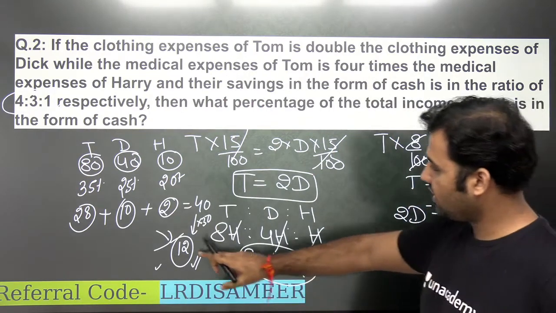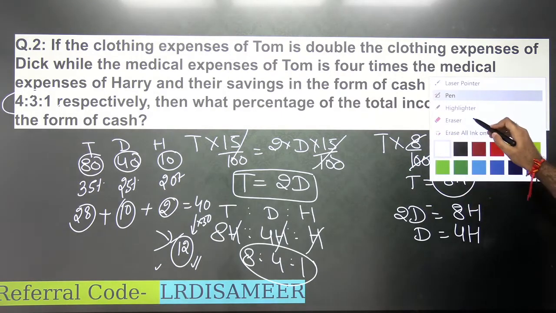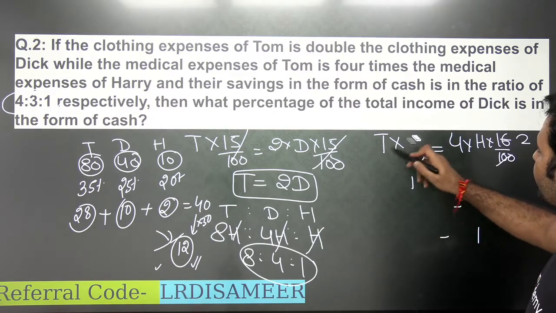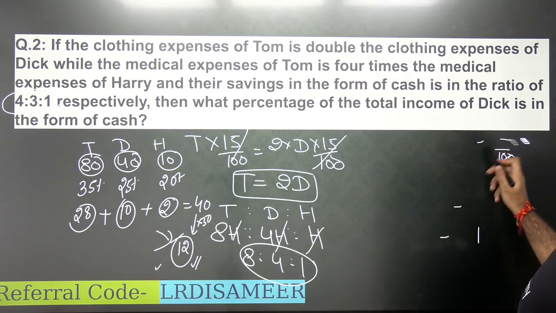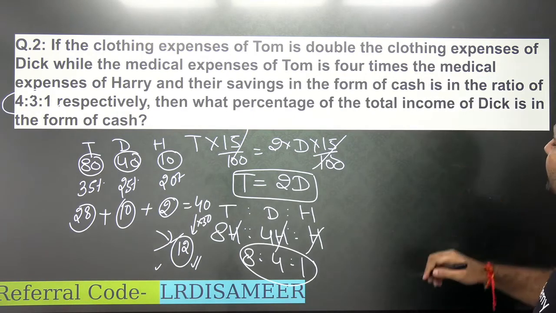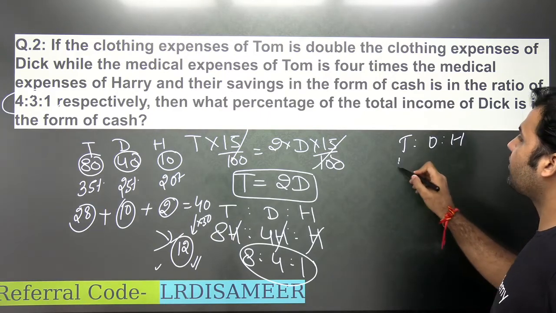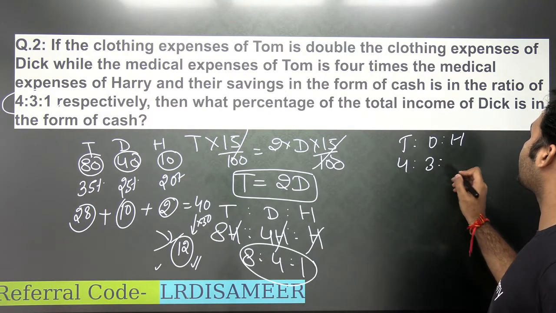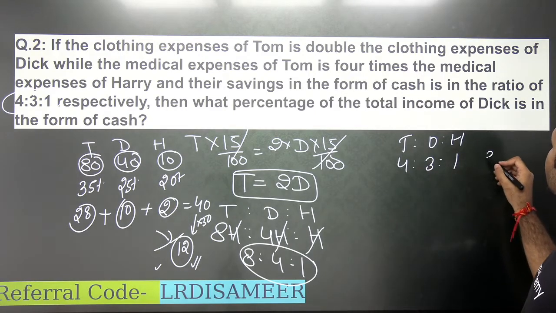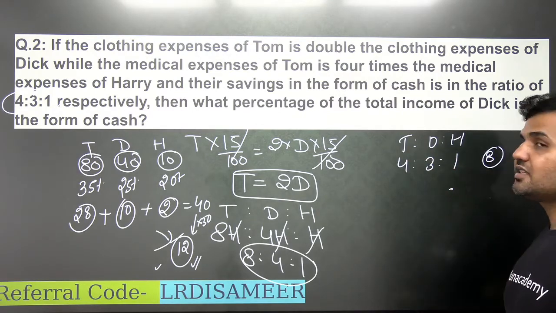Now I'm straight away writing down this information. Let me just clean this part here, right? Okay, so what do we have at this point now? That the total saving in the form of cash is 12 rupees by all three of them, and the ratio of Tom, Dick and Harry saving in the form of cash is 4:3:1. That means if total saving is 8 rupees in the form of cash, then Tom is saving 4 rupees, Dick is saving 3 and Harry is saving 1.